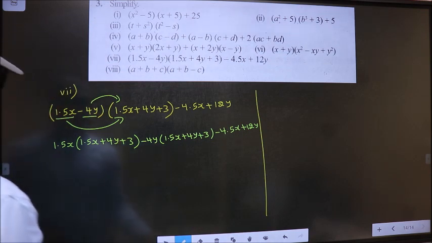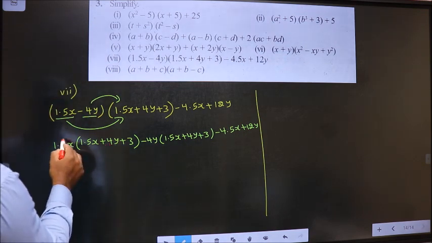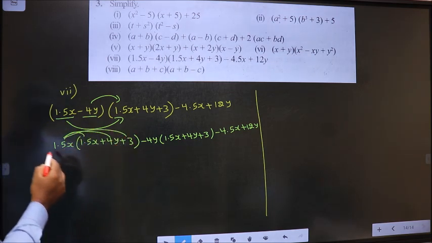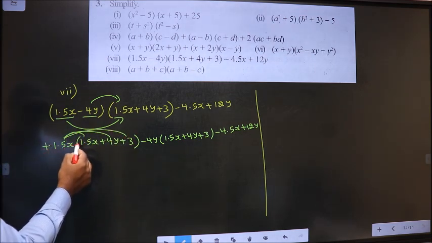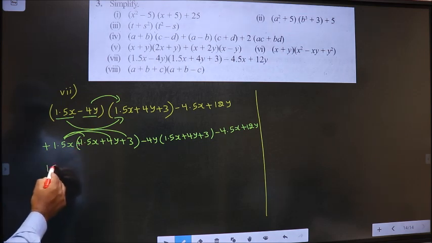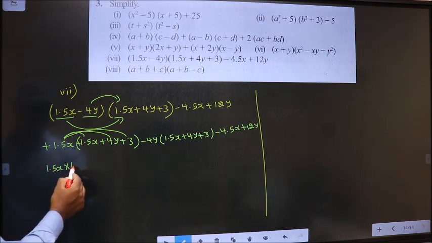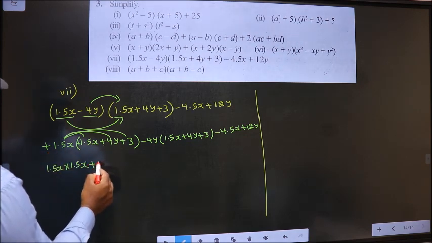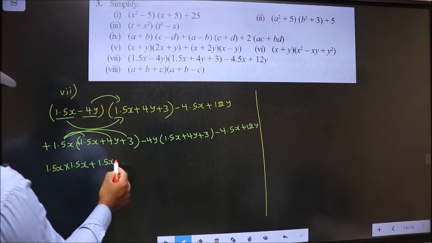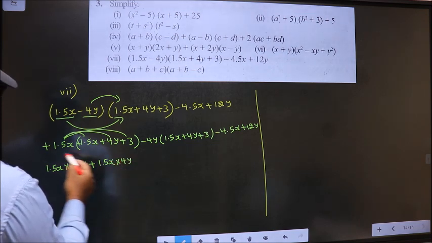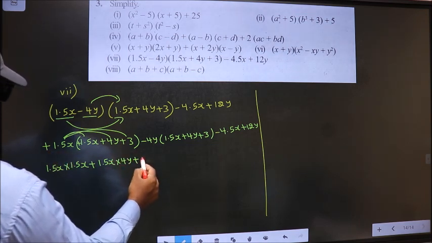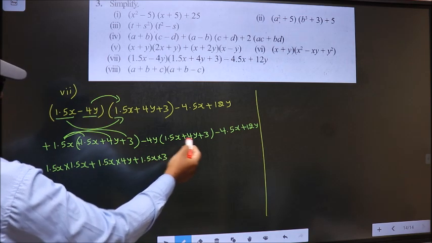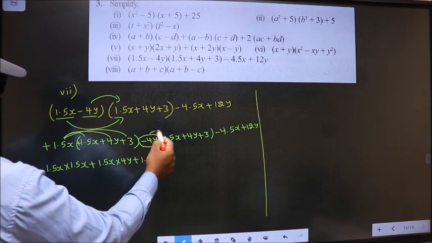Okay, next. Now here let us open up the brackets in this way. That is, here it is plus, plus into plus, plus. So 1.5x into 1.5x. Now plus into plus, plus 1.5x into 4y. Plus into plus, plus 1.5x into 3. Now here we should open up the brackets with minus 4y.